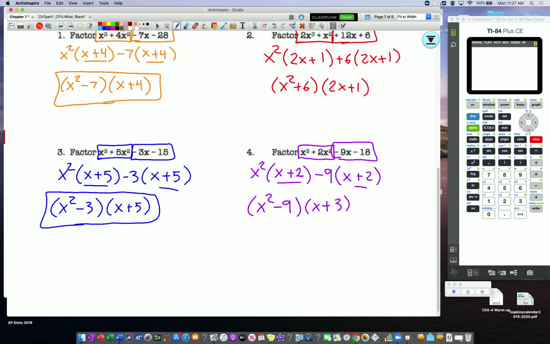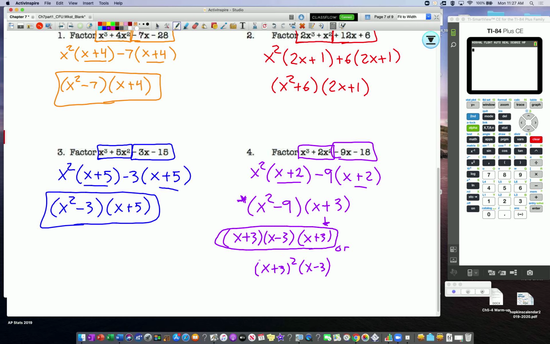Ooh-hoo-hoo. Difference of perfect squares right here. Perfect square, perfect square. So that can factor to x plus 3, x minus 3. Bring down the other x plus 3. Notice how these two are the same factor. You could write this as x plus 3 quantity squared times x minus 3 if you wanted to. Okay? So you could write it as the first or the second.